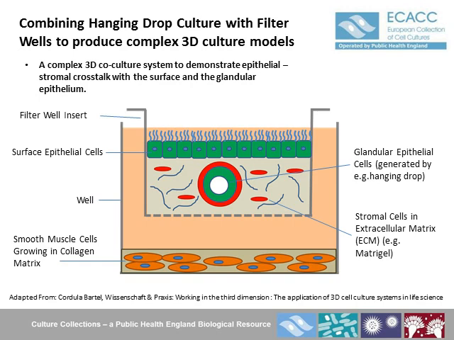Bartel then goes on to show how this technology can be combined with the filter well to produce complex 3D co-culture models. In this example, smooth muscle cells are grown on the bottom of the well in a collagen matrix. Stromal cells and glandular epithelial cells are cultivated on the surface of the filter well membrane in an extracellular matrix, which is then, in turn, overlaid with a surface epithelial culture. This model putatively demonstrates epithelial and stromal crosstalk with the surface and glandular epithelia.